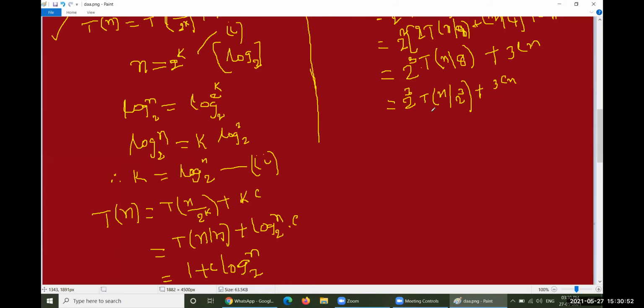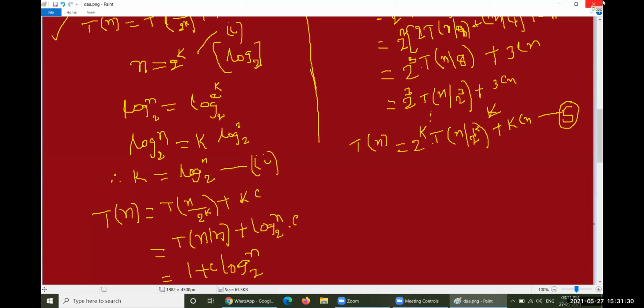And this procedure will continue for k iterations or k recursive calls. So then T of n will become something like this. After k recursive calls, it could be converted into 2 power k into T of n divided by 2 power k plus k c n, k into c into n. Let us consider this is equation number 5.